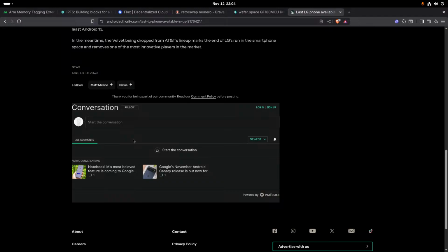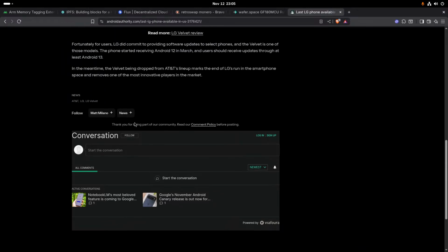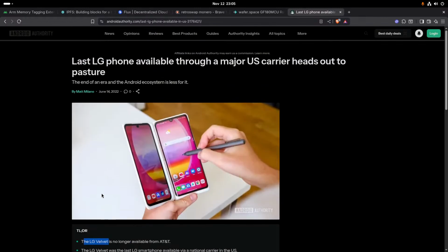And it's getting Android 13. So, that is kind of my point. NotebookLM's most beloved feature is coming to Google. I don't know what the fuck that is.